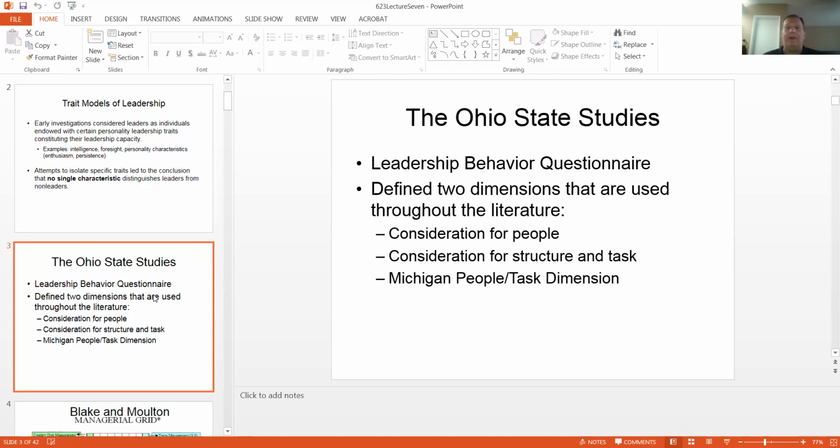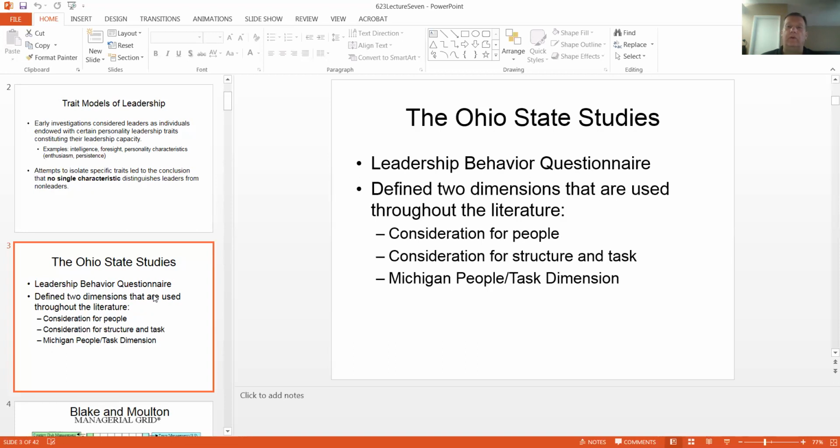That binary dichotomy set up by the Ohio State studies tends to be something that has followed through the literature in ensuing decades. We still kind of refer back to this dichotomy between concern for people versus concern for getting the job done. The University of Michigan, a few years after Ohio State, did a very similar study, came to a very similar conclusion, and also created this dichotomy of concern for people versus concern for task.